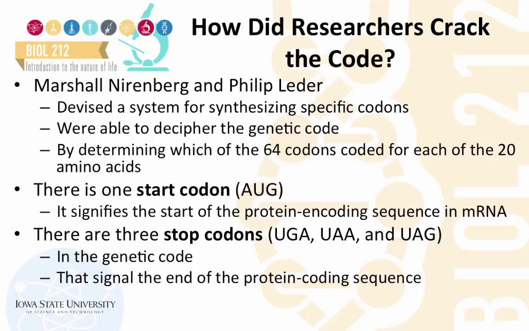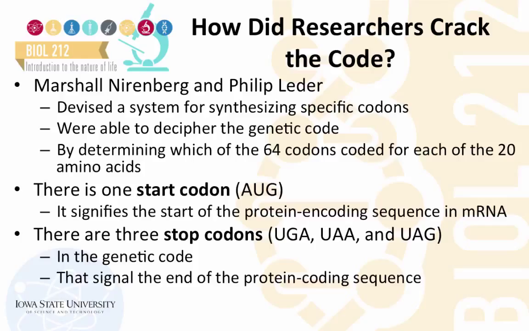Based on the hypothesis that a 3-base code must be needed for specifying 20 amino acids, Marshall Nirenberg and Philip Leder devised a system for synthesizing specific codons. Using this system, they were able to decipher the genetic code by determining which of the 64 codons coded for each of the 20 amino acids.